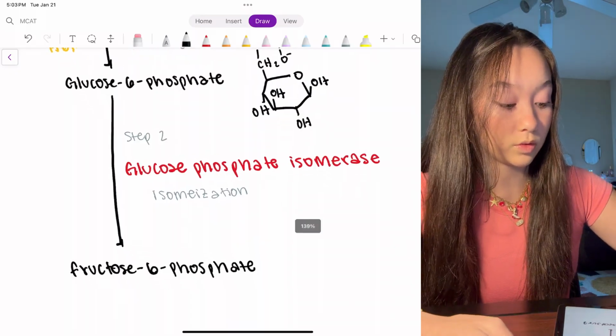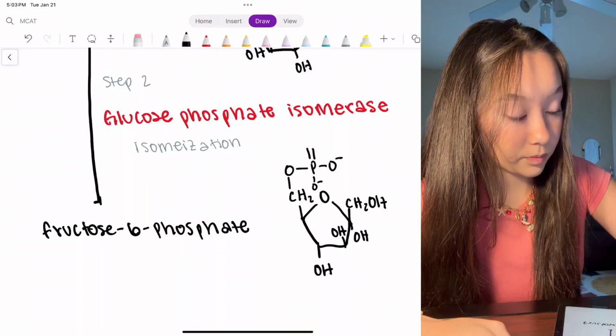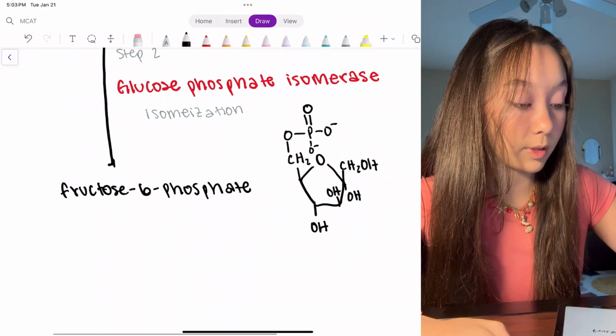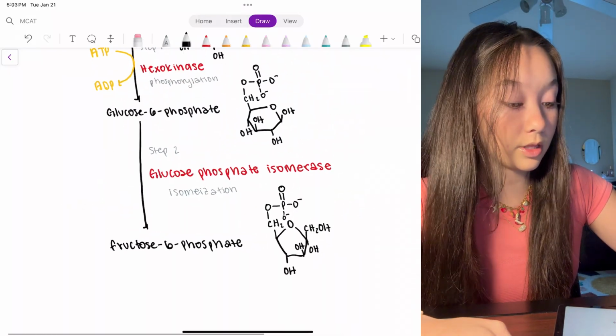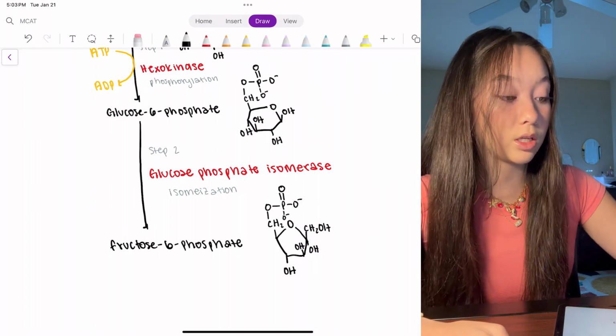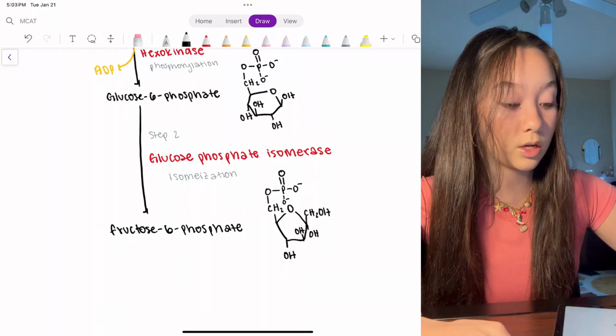So this is what fructose 6-phosphate is going to look like. If you notice, it is now a 5-membered ring instead of a 6-membered ring that we have up here. Everything is still, no atoms were added or removed. It is just a shifting around of the bonds, which is an isomerization.